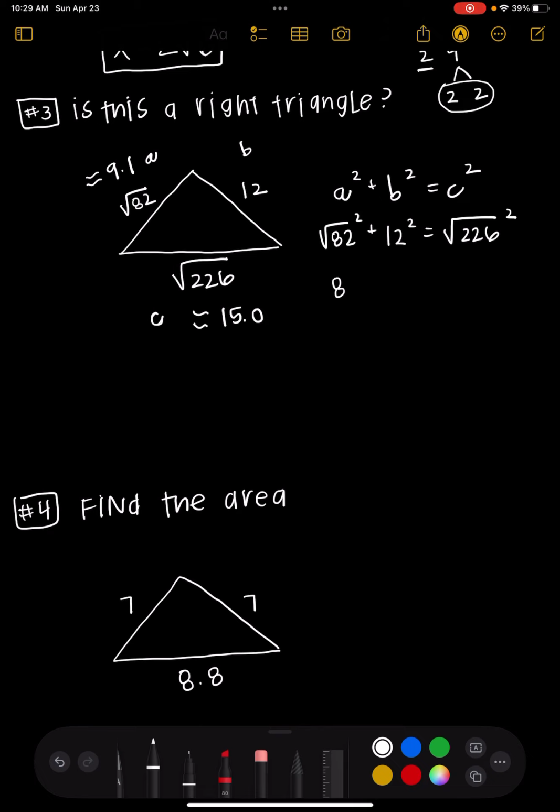So this just ends up being 82. You could plug that into a calculator to double check, but I can guarantee that they'll cancel out and you'll just end up with 82. Plus 12 squared is 144. And that's going to be equal to, now we're going to simplify the left side.